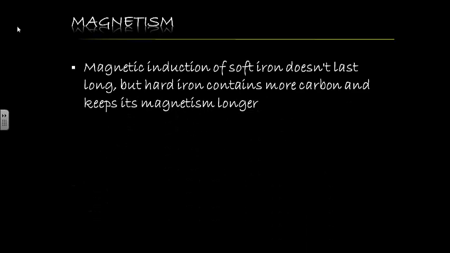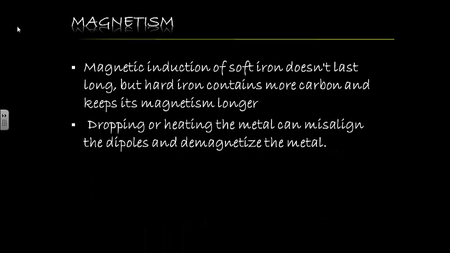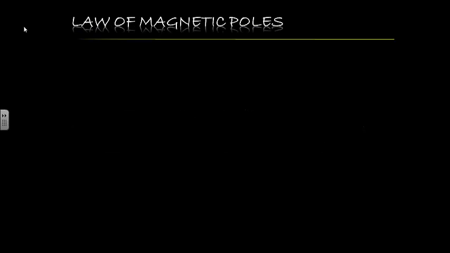Soft iron can lose its magnetism fairly quickly, but hard iron keeps it longer. So how do you get rid of magnetism? Well, there's different ways. One, you can drop a magnet and it kind of causes the dipoles to become misaligned. Or you can also heat it. And if you heat it, the same thing: the dipoles tend to become misaligned and the material can lose its magnetism.